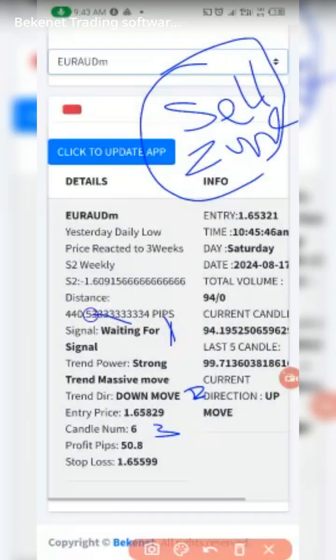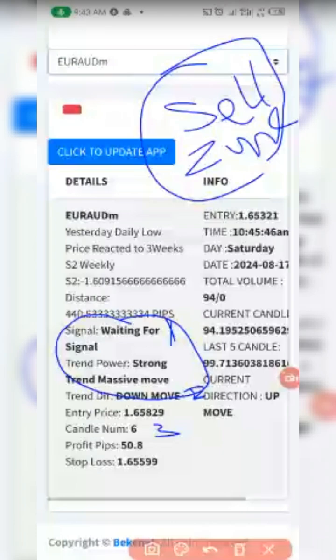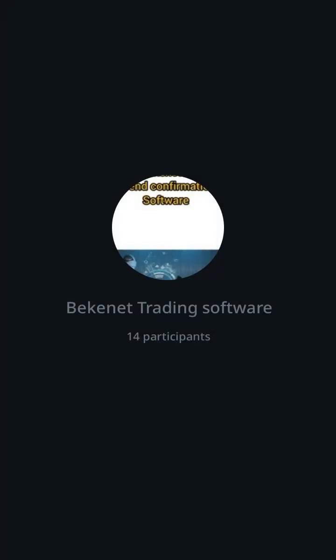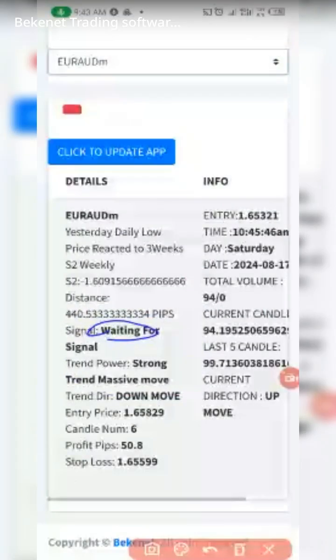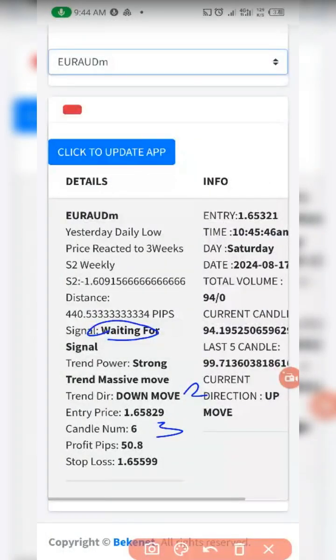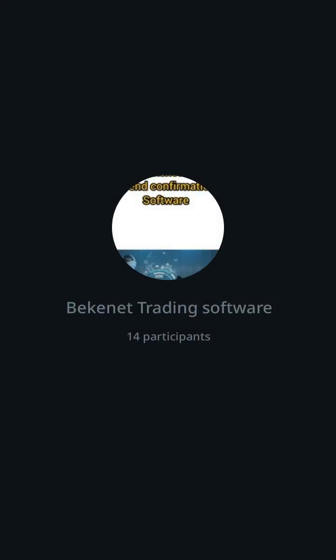So you must combine 1 and 2 for the signal services. You must combine these two for the signal service. Whereby you come to this place, you are seeing what? Waiting for signal. Then you now have to switch to 2 and 3. That is the most common one we use. So 2 and 3 that's the only thing you need to look out for.